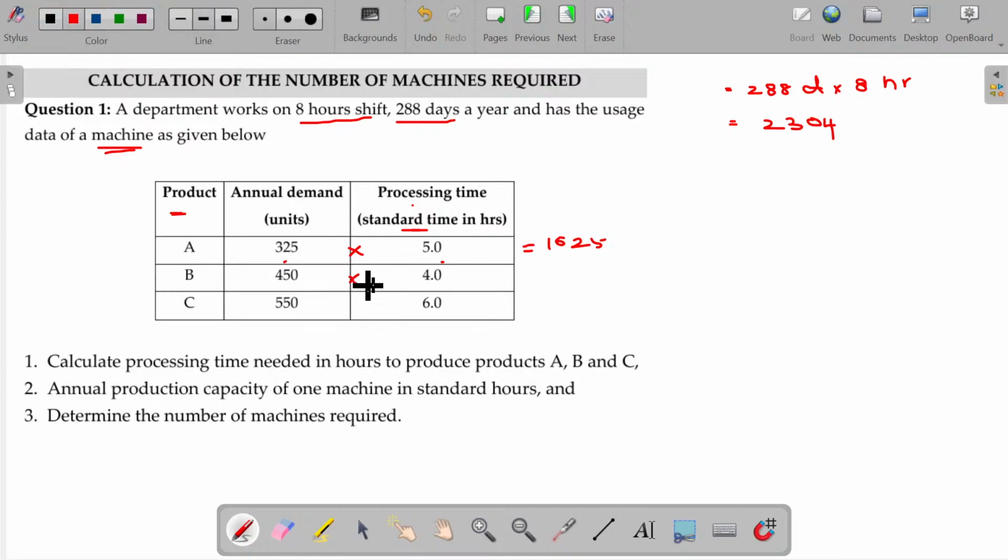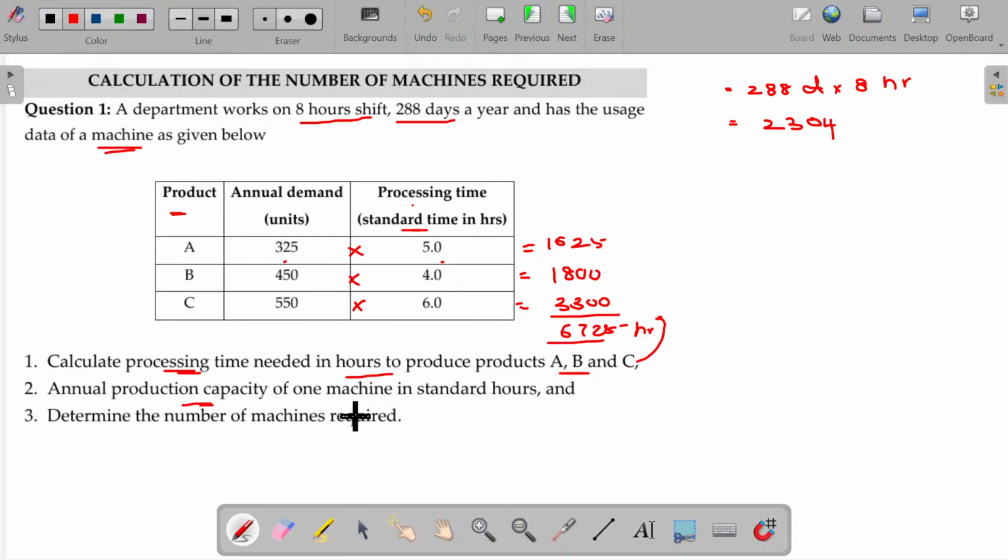1,625. B alone? 1,800. C alone? 3,300. What is the total time required? 6,725. Calculate the processing time required in hours to produce A, B, C. How many hours we are in need? For producing A, B, and C, we are in need of 6,725 hours.